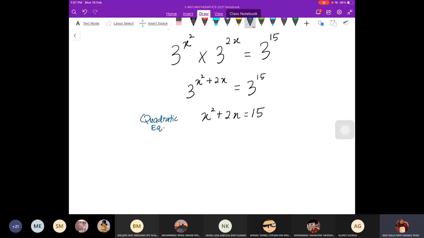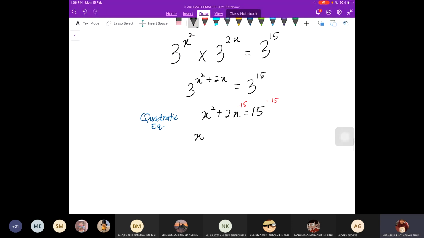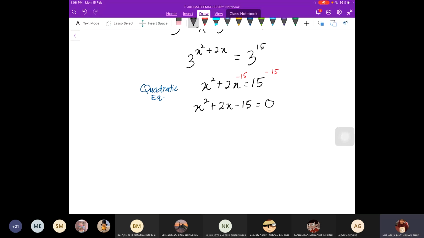Okay. Apa-apa pun dalam quadratic equation, sebelah kiri ni kena make sure dia equals to 0. Jadi, ni kena tolak 15. So, jadi dia akan jadi x square plus 2x minus 15 equals to 0. So, di sini kamu kena buat factorization, cross multiplication. Kalau kamu ingatlah. Okay, factorization, cross multiplication. Kamu belajar dalam form 2.